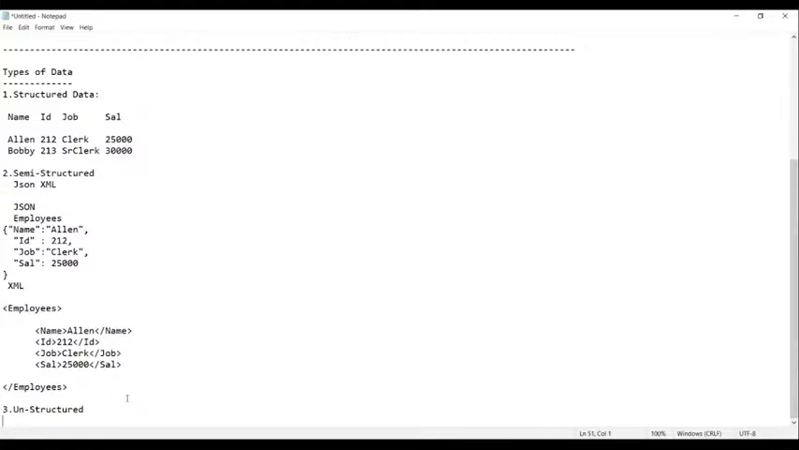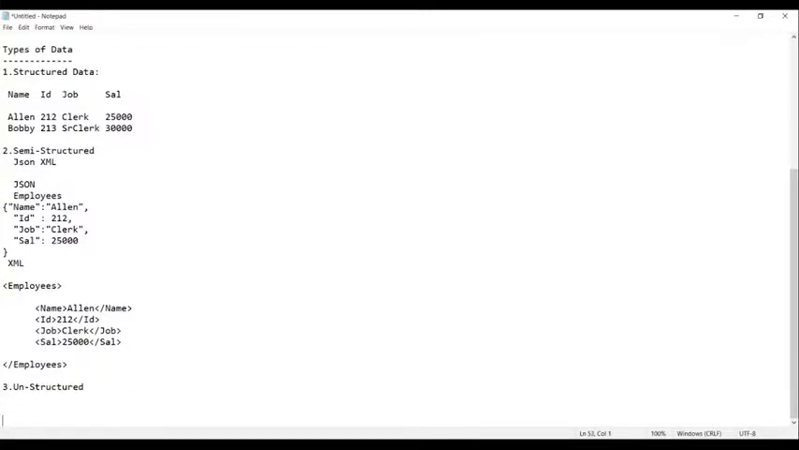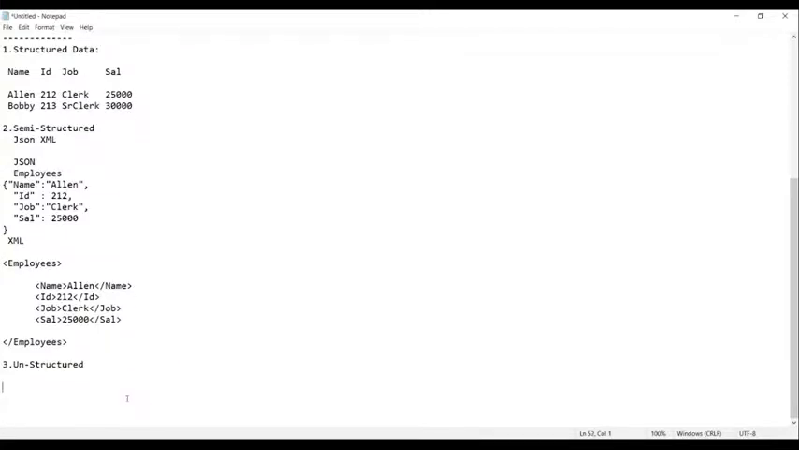Now, guys, unstructured data. So unstructured data means what? Unstructured data is nothing but all the photos you have in your mobile phone, all the videos and voice recordings. Videos, photos, voice recordings, everything. This kind of data is called what?